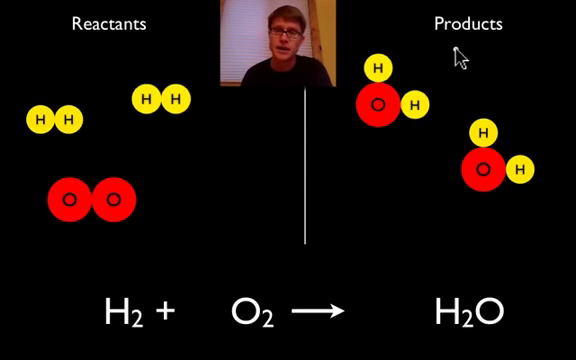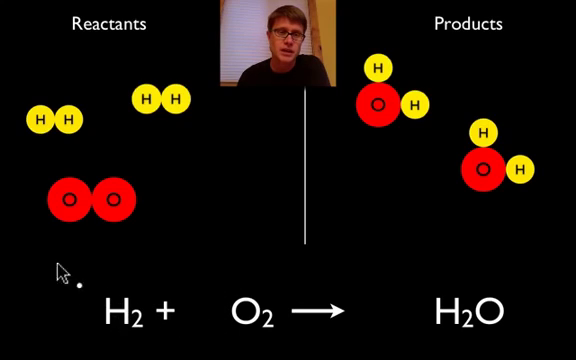Now how do we actually write that out? We can put in front what are called coefficients. Coefficients are numbers in front of the molecule. It tells you how many there are. So there is 1 oxygen, and we never write the coefficient of 1. If it's a coefficient of 1, you just leave it blank.